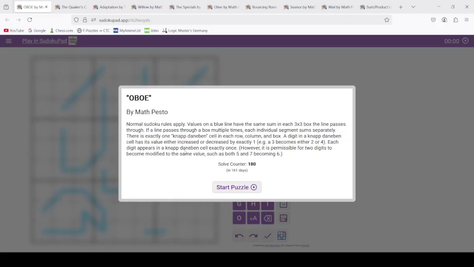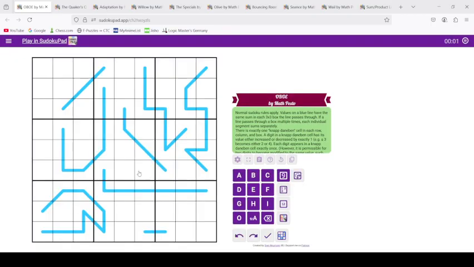Example given: a 3 becomes either a 2 or a 4. Each digit appears in a napdanaban cell exactly once. However, it is permissible for 2 digits to become modified to the same value, such as both 5 and 7 becoming 6. Okay, let's get started then.